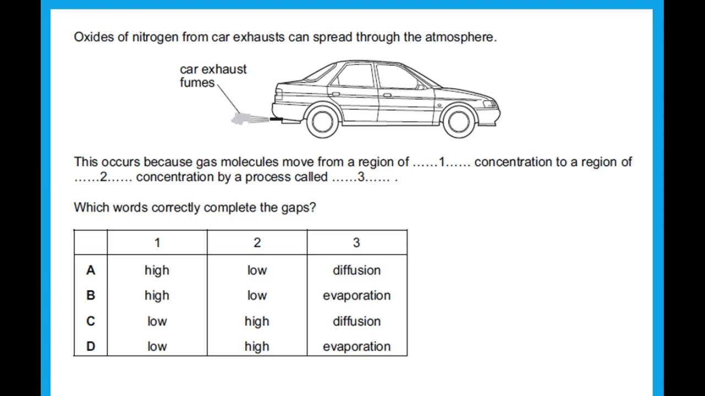Okay, so far? Okay, oxides of nitrogen from car exhaust can spread through the atmosphere. This occurs because gas molecules move from a region of what to a region of what? By a process called what? What is he talking about here? From high concentration to low concentration, and that is called diffusion. So your answer is A.